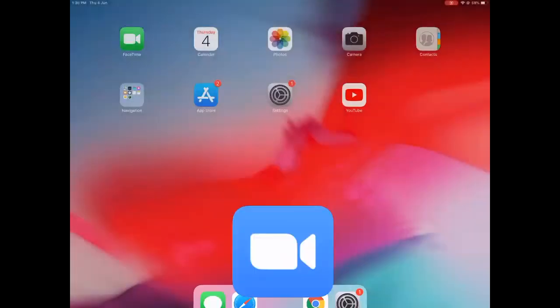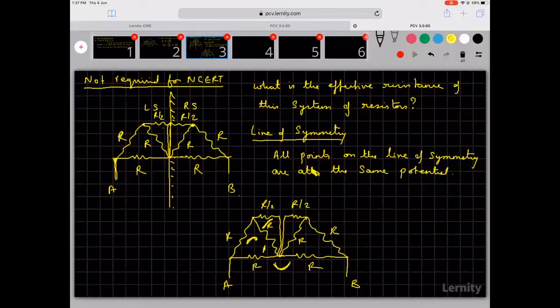Okay, so please understand this and then try to work it out. The important point to understand is that points on that line of symmetry are at the same potential. Now because they are at the same potential, any wire between them can be added or removed without any problem. In this case, I am adding a wire, because if there are two points at the same potential and I am adding a wire, then there is no current in it, so it doesn't matter.